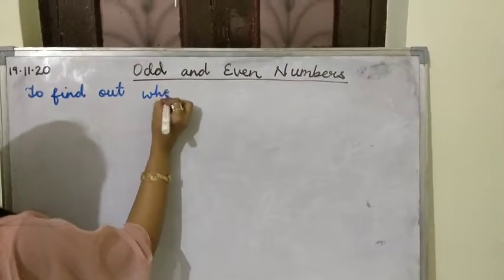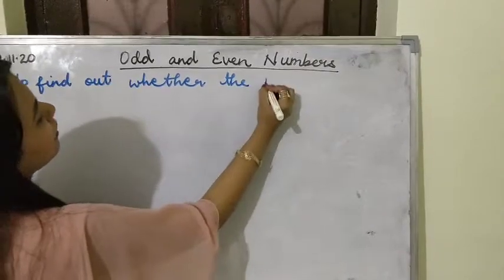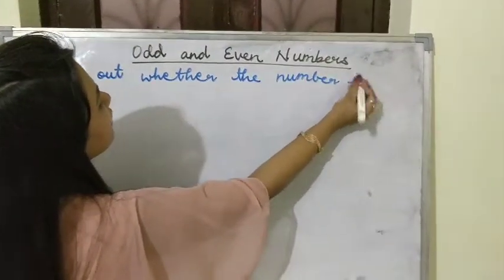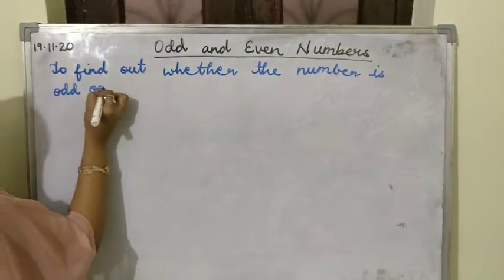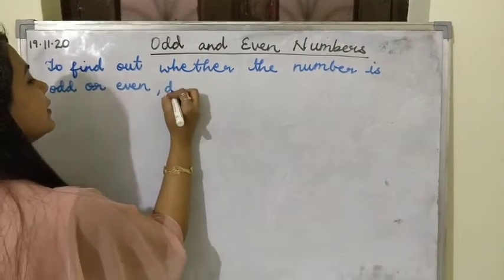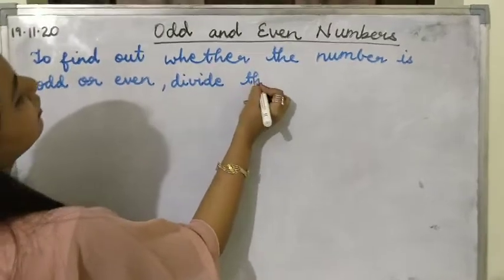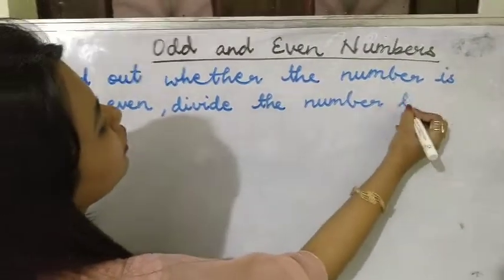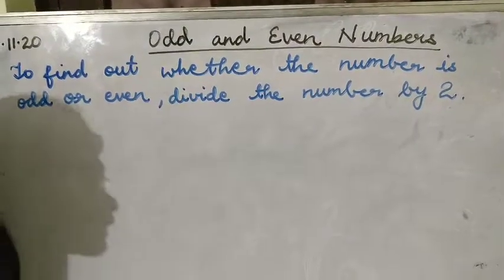To find out whether the number is odd or even, divide the number by 2. What you have to do? You have to divide the number by 2.